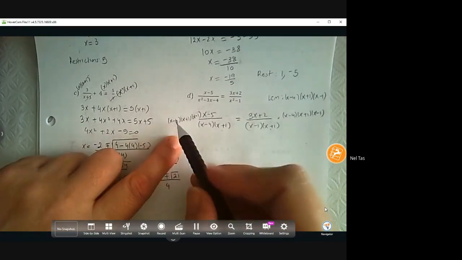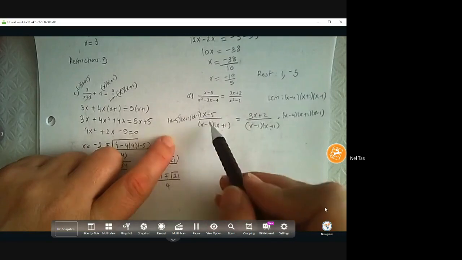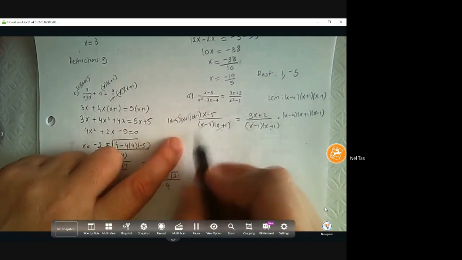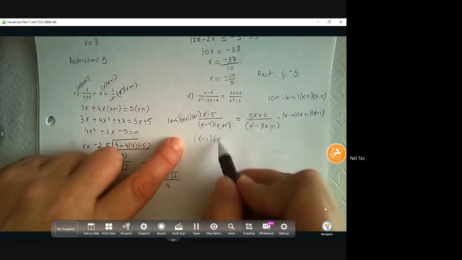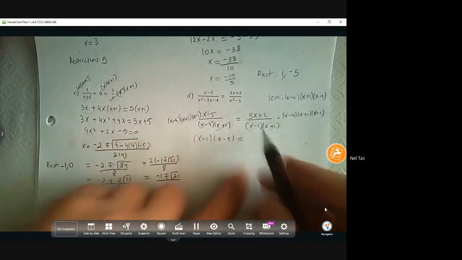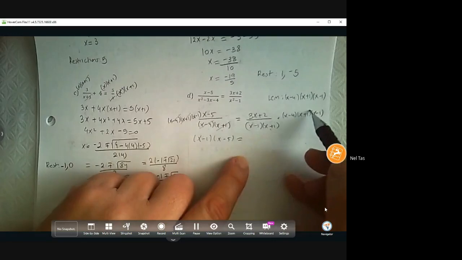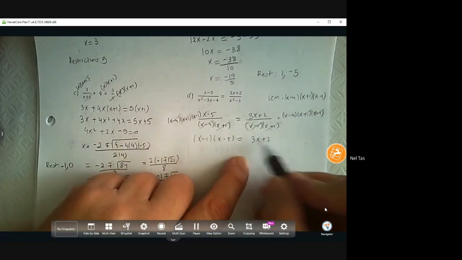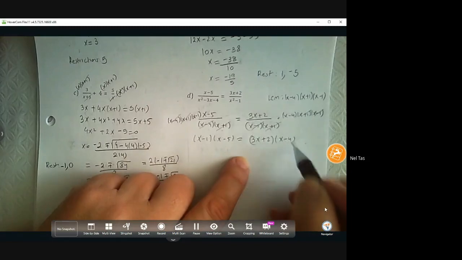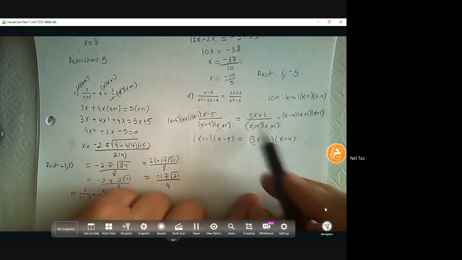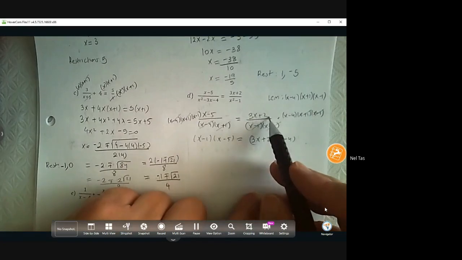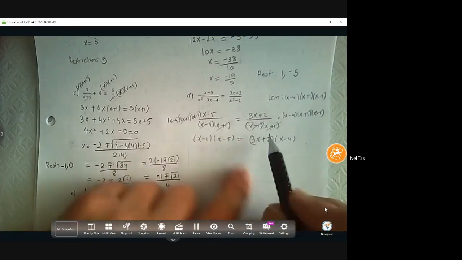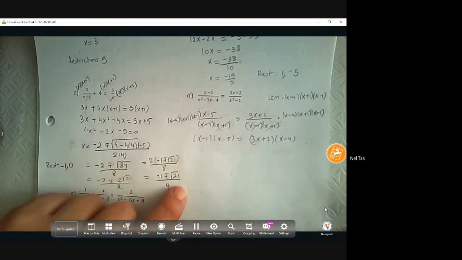Okay. Now we simplify. x minus 4 and x minus 4 is gone. x plus 1 and x plus 1 is gone. So we end up with (x minus 1) times (x minus 5) on the left, and on the right, x plus 1 is gone, x minus 1 is gone. So you end up with (3x plus 2) times (x minus 4). These brackets are very important. Please do not write 3x plus 2 without a bracket times x minus 4. Then you would get the wrong result. So make sure you put those in brackets.